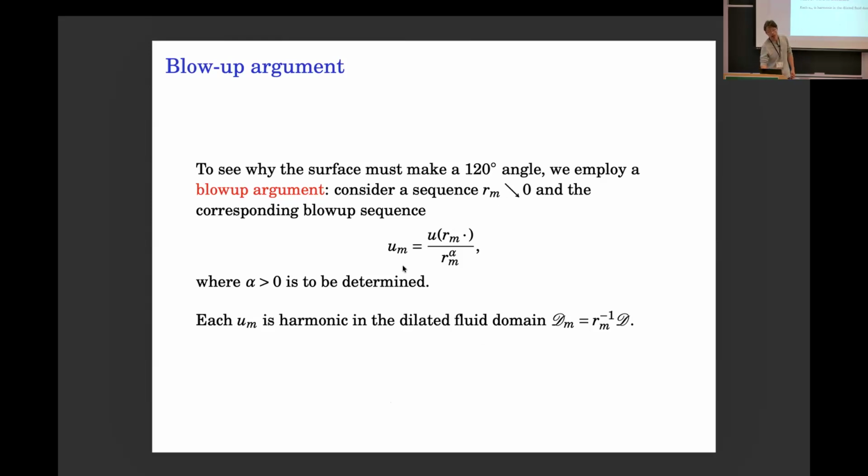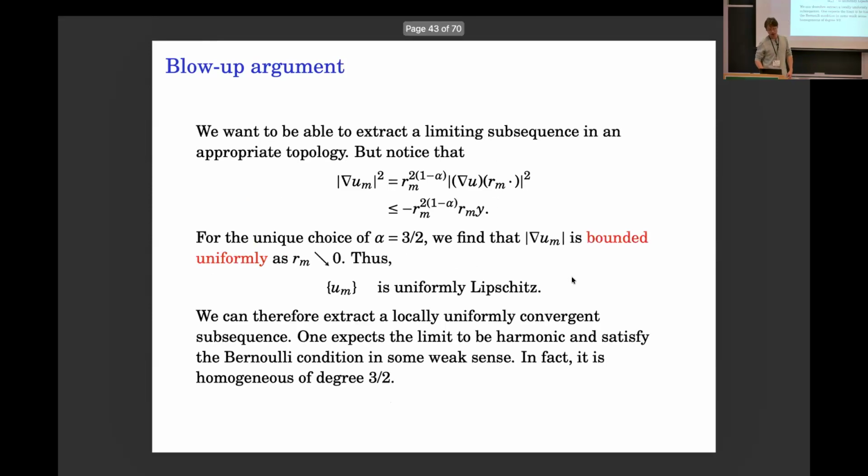So you blow it up, with the hope in mind that in order to get this 120, the limit better carries some homogeneity. So you scale it with some undetermined alpha power. You plug it in, in particular, you plug it into your Bernoulli's law, and then you get this alpha to be 3/2, and that gives you the 120 degrees. So that's a very rough idea for the surface wave case.